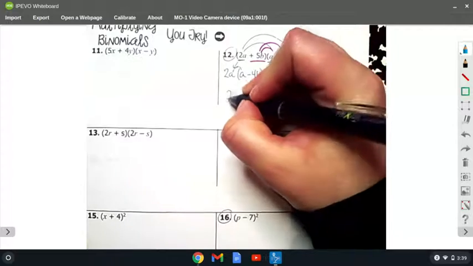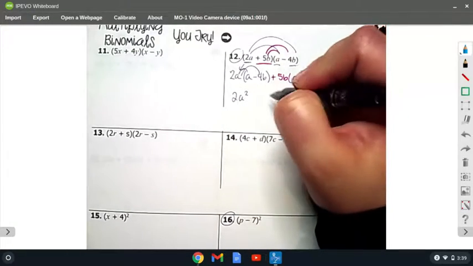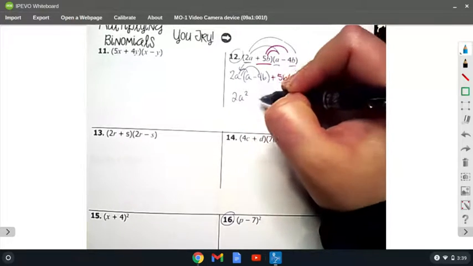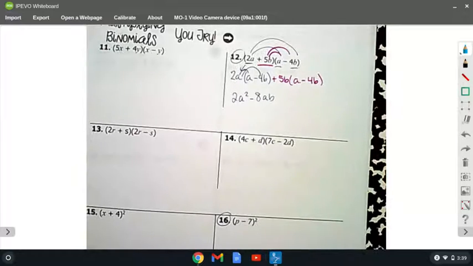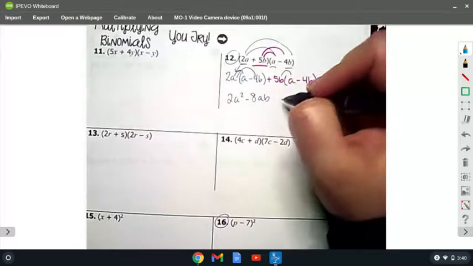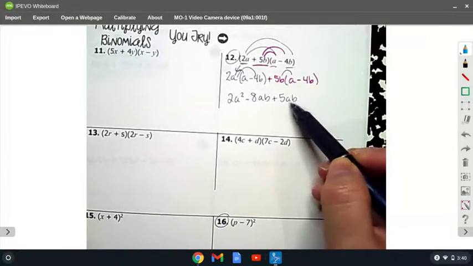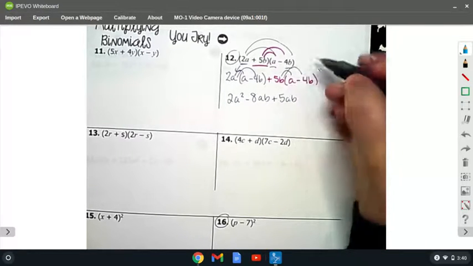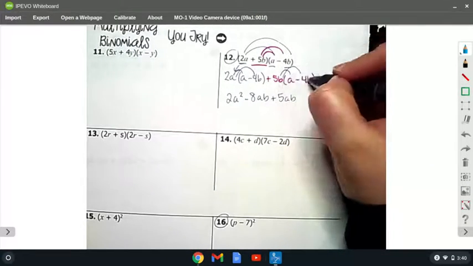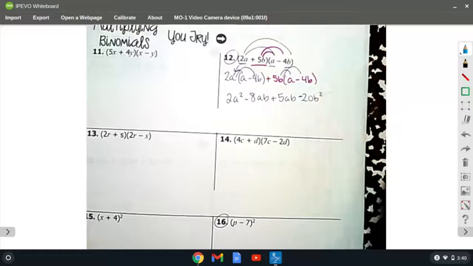So I have 2a times a, that gives me 2a squared. 2a times negative 4b, so I'm going to multiply the 2 times the negative 4 first, that's negative 8, and then I just have ab. Okay, a and b can't combine at all, they're two different variables. Then I'm going to distribute here, I get 5ab. Remember, you always want those in alphabetical order, so don't put ba, make sure you put ab. And then 5b times negative 4b, 5 times negative 4 is negative 20, and then b times b is going to give me b squared.